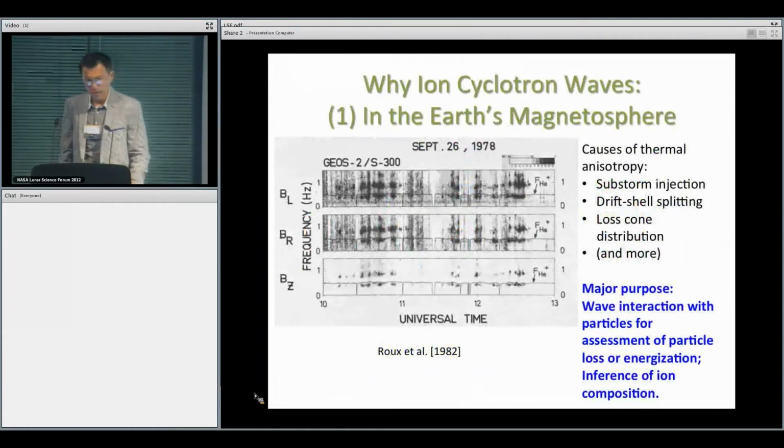Now, why do people study ion cyclotron waves? For people who study waves in the Earth's magnetosphere, they study them a lot because these waves interact with particles, for example particles in the ring current and in the radiation belt. So through a study of wave-particle interaction, you understand more about these particles. And sometimes the wave frequencies can provide inference about ion composition.